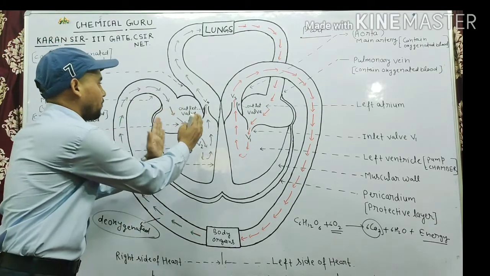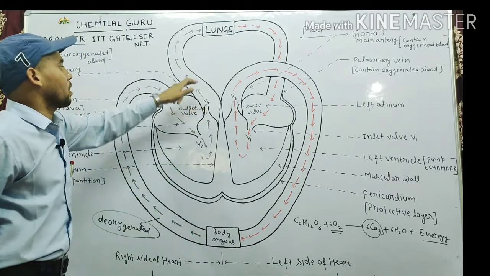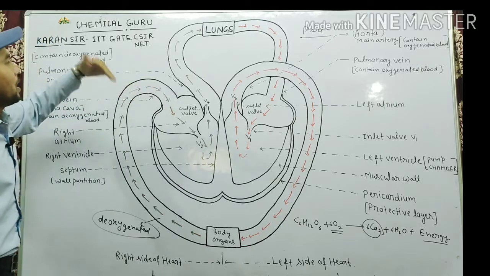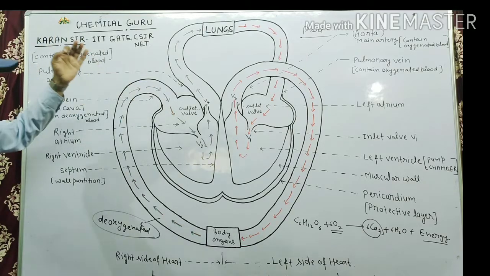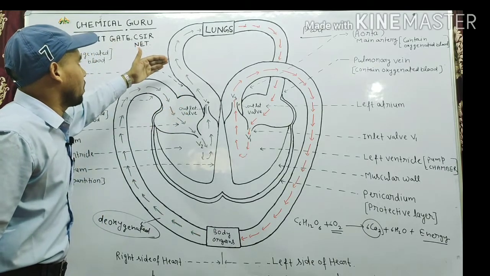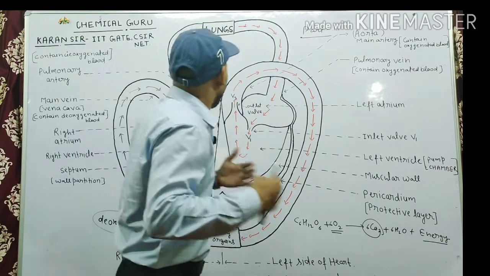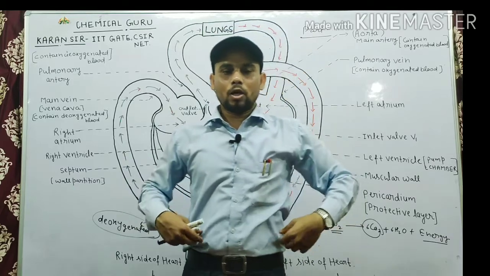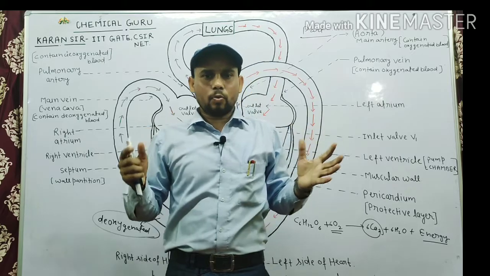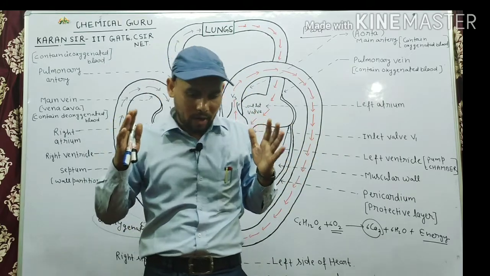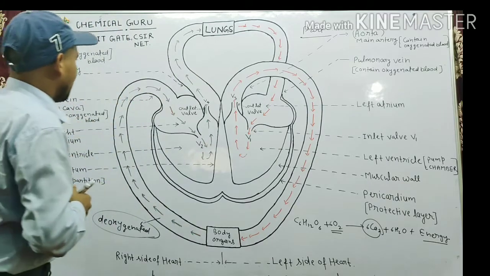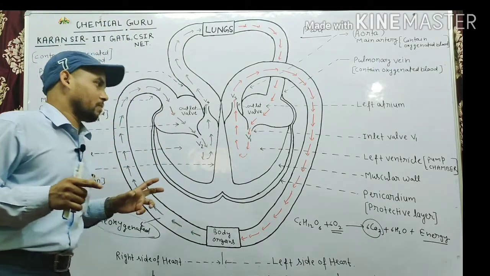Means valve V4 ke through ye blood pulmonary artery mein transferred hota hai. Pulmonary artery se ye blood finally goes to the lungs. This is deoxygenated blood, and this deoxygenated blood further becomes oxygenated blood, because oxygen is present in the lungs, that comes from the respiration. So I hope that students you understand this human circulatory system completely.